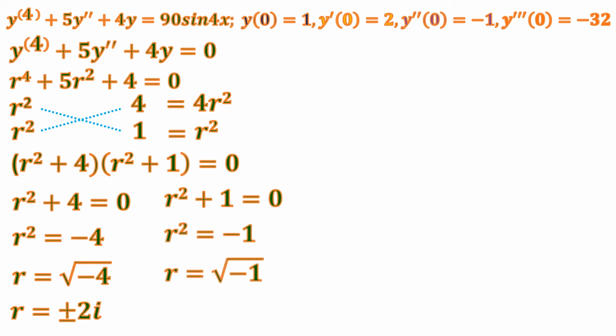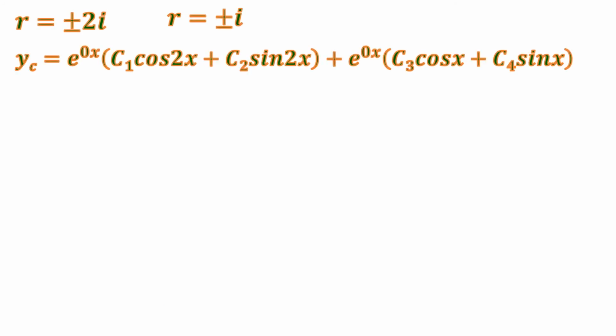Transpose, get the square root of both sides, and r is plus and minus i. And so because we have this, then we're going to have our complementary solution for complex roots. So these are our roots, and here's our complex solution. e to the 0x, because there's no real root for 0 plus minus 2i, it's only 0. So c1 cosine 2x plus c2 sine 2x.